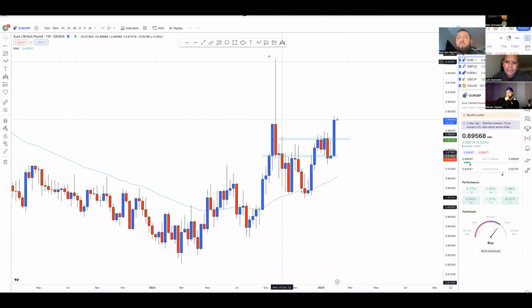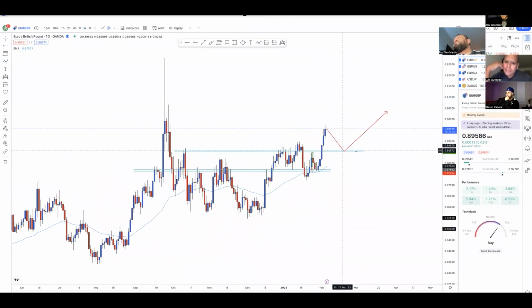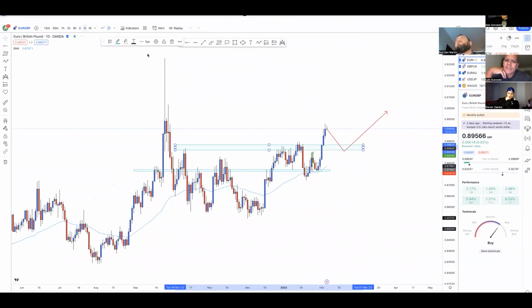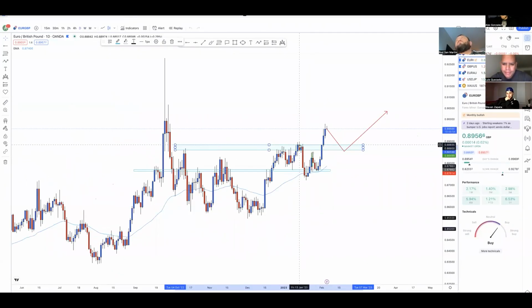It's very textbook, very simple. The weekly needs this pullback into here to go to the upside. The daily needs the pullback to this level here to go to the upside. See, I made it. So we're getting the bottom of the zone. The bottom of the zone is the weekly bodies, and the top of the zone is the daily bodies.